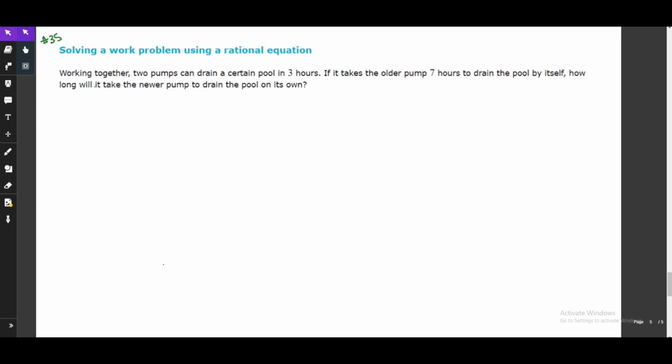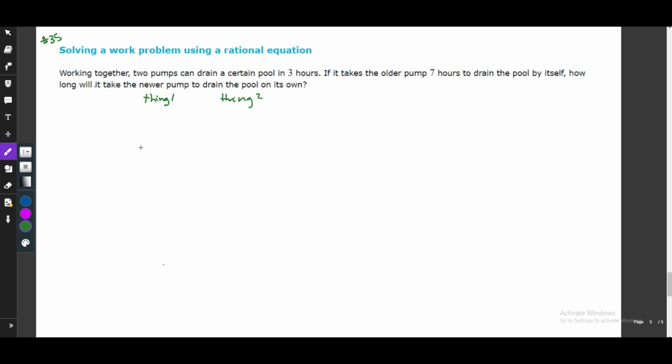Okay, so to solve a work problem using a rational equation, the easiest way that I know to do this is a formula. I'm not normally a fan of formulas, but for this, I like formulas. So I channel my inner Dr. Seuss and call this my thing one and thing two.